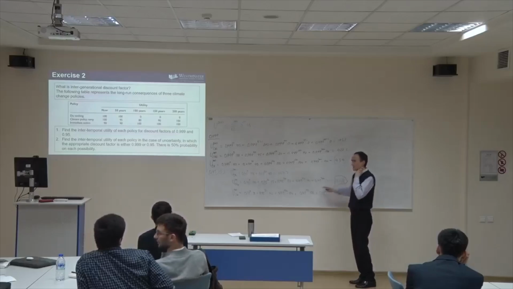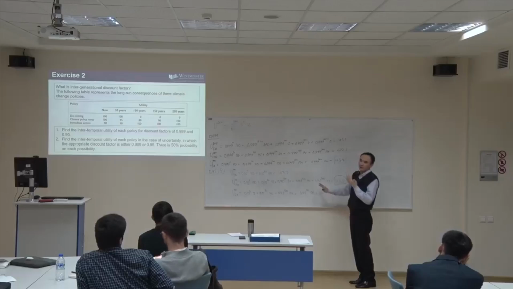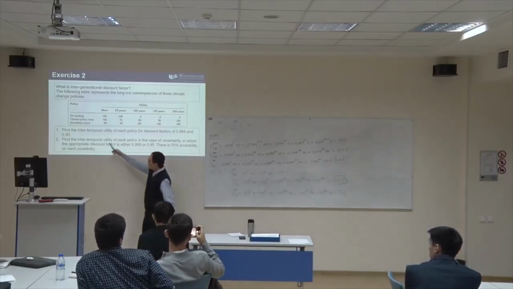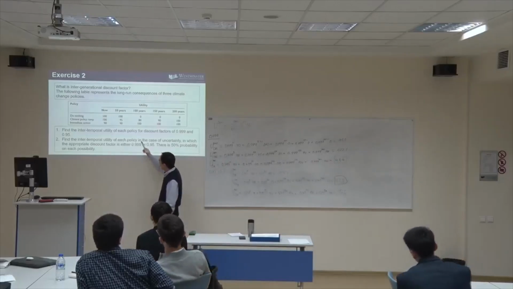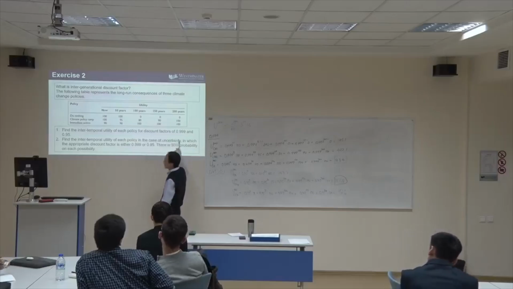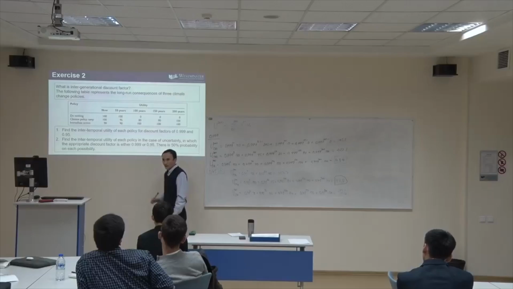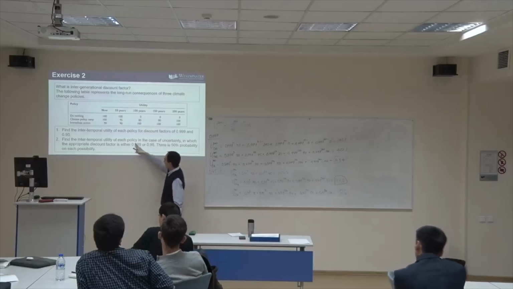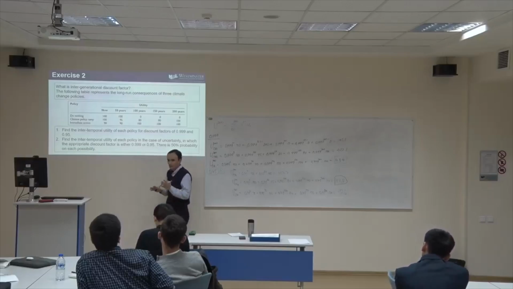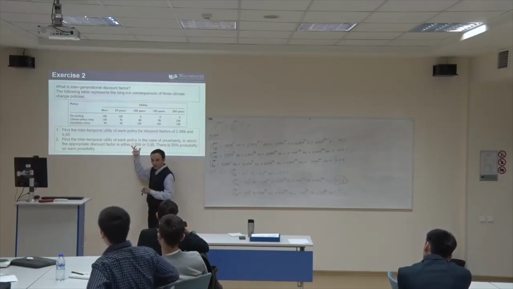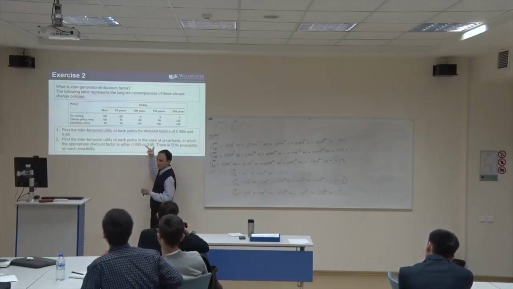Okay, so step by step, the utility is fine, the policy is fine. And now we are considering the third case, students. Find the intertemporal utility of each policy possibility in the case of uncertainty, in which the appropriate discounting factor is either 0.999 or 0.95. There is a 50% probability that the discounting factor will be this much, and another 50% probability of this much.